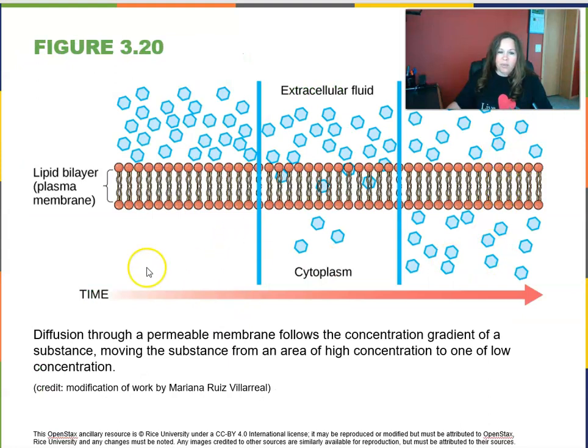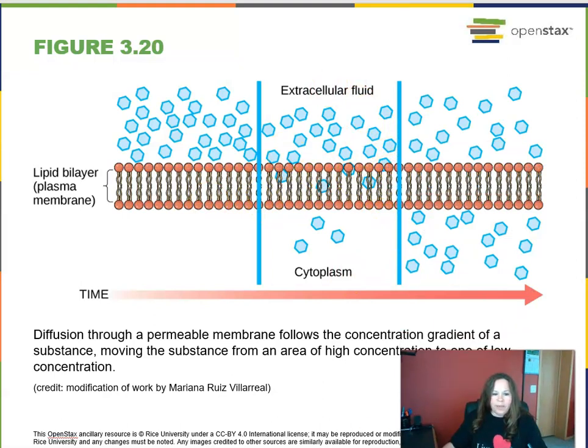So here's an example of that. Move my picture out of the way. Here we have a substance with the little blue hexagons, and over time we can see how that substance moves. Outside of the cell in the extracellular fluid, we have quite a great concentration of those little blue hexagons, and none at the beginning in the cytoplasm of the cell. But over time, diffusion happens. They move across the cell membrane until they are equally distributed. They went down their concentration gradient via simple diffusion.